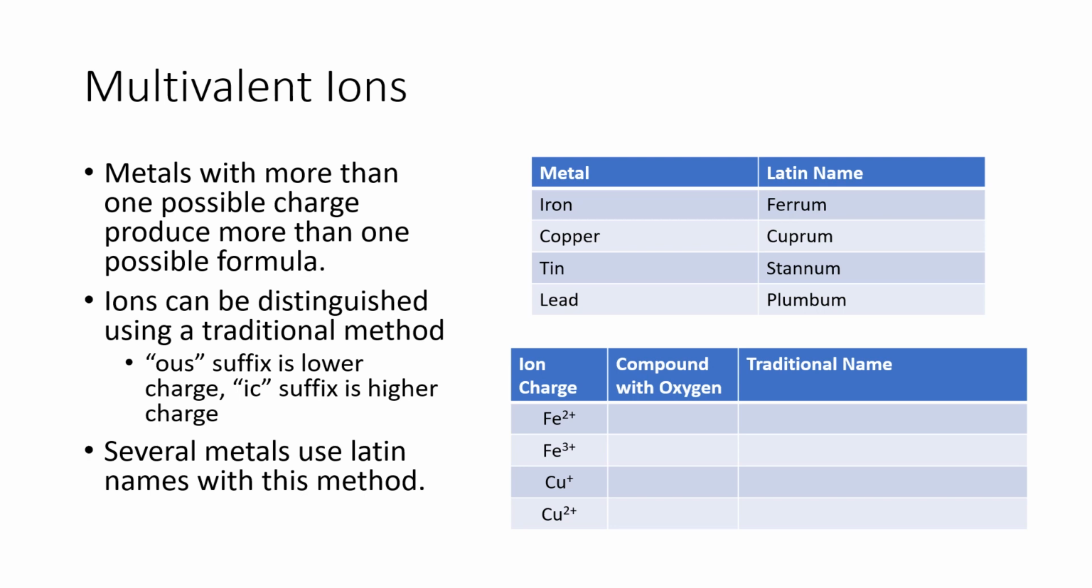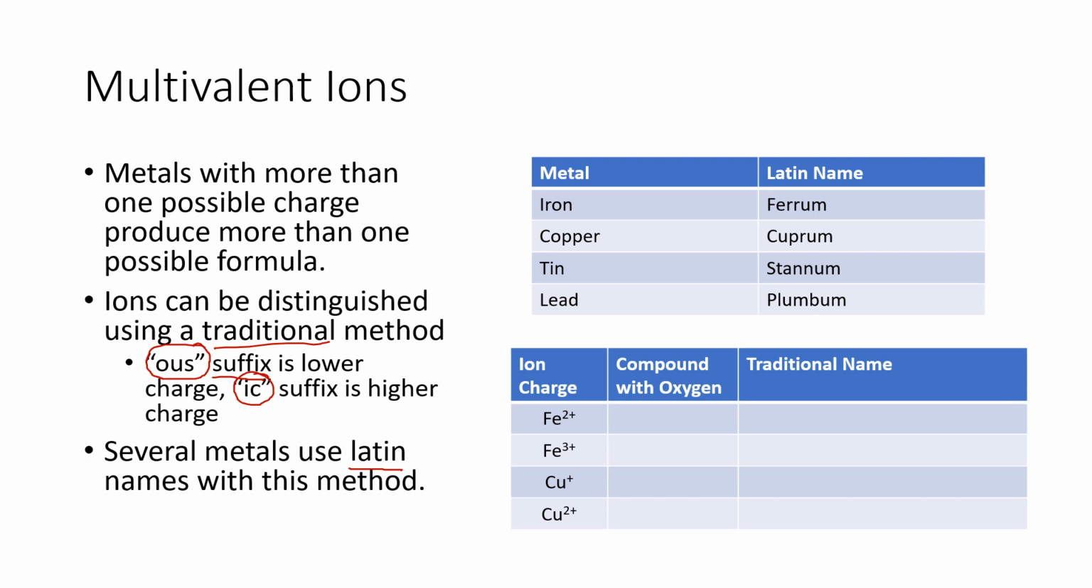All right, so our added complication this year is that some of those elements have more than one possible ionic charge. And so we need a method in our name to communicate which of the charged ions we're using. And so the first method is called the traditional method, and it uses suffixes. And so if it's the lower of the charges, we're going to put an OUS on the end. And if it's the higher one, we're going to put IC, or an ic sound at the end. The other thing is that there's a handful of the elements that use their Latin names, and so we're just going to learn 4 of them.